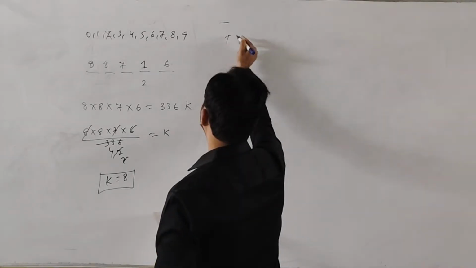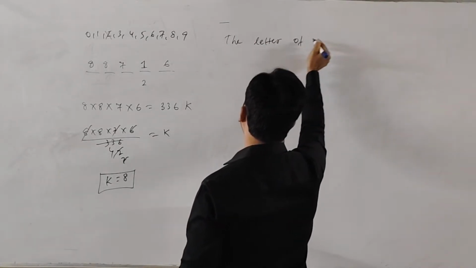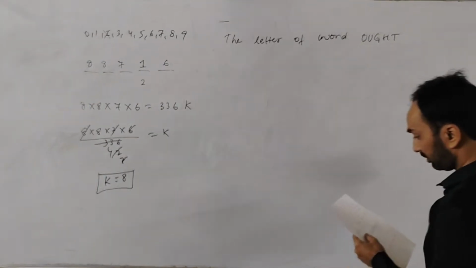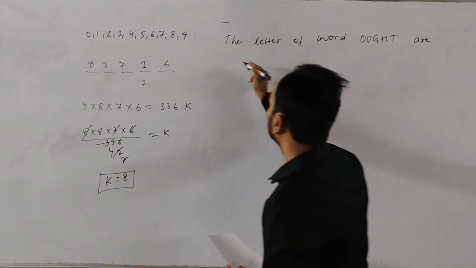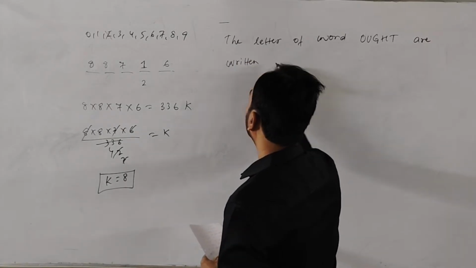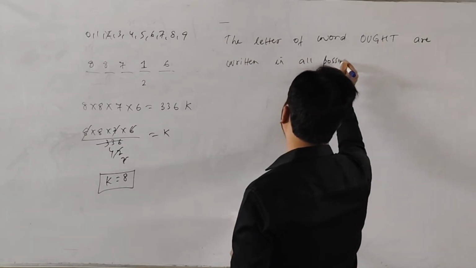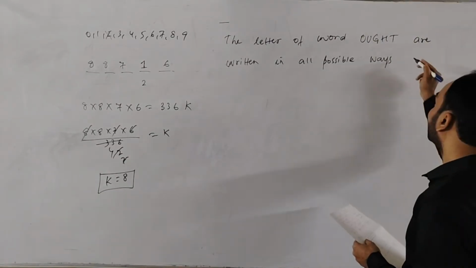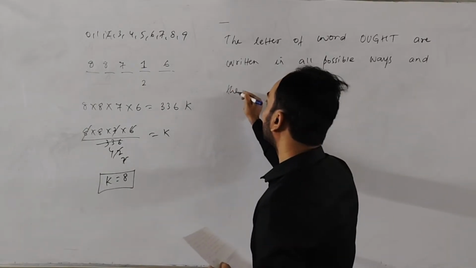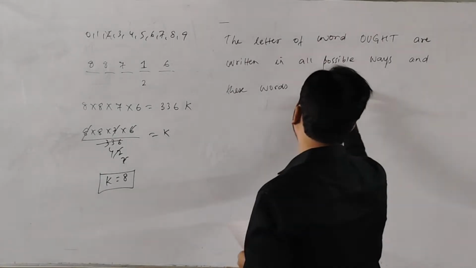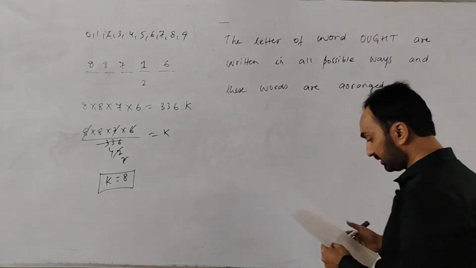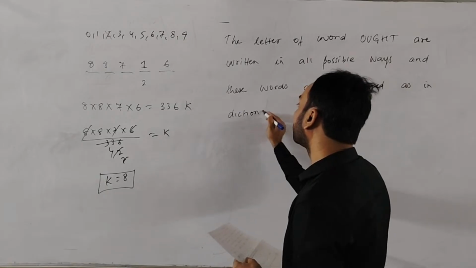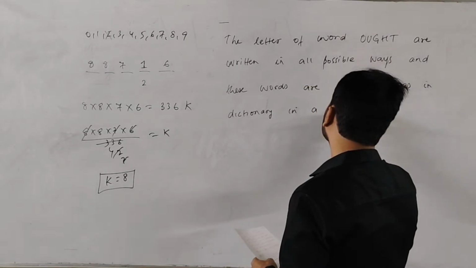The letters of the word OUGST are written in all possible ways, and these words are arranged as in a dictionary, in a series, correct?